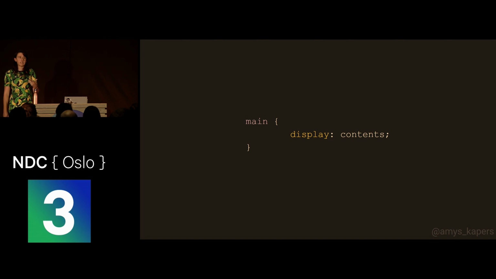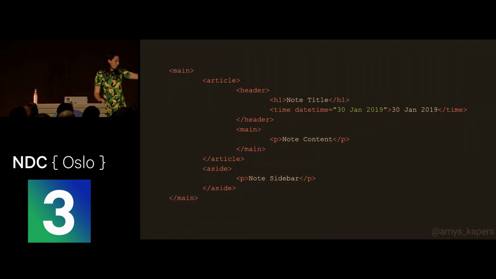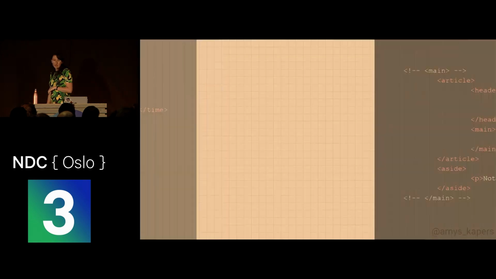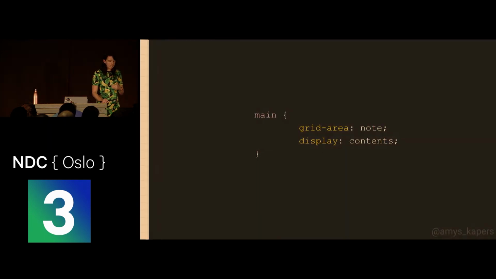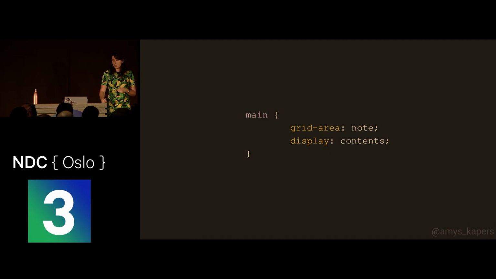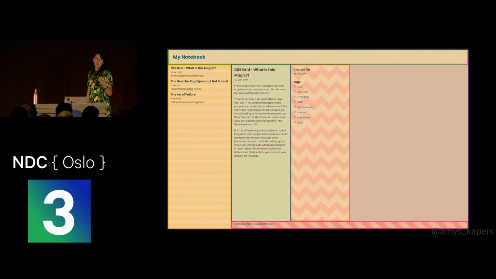Now, you apply display contents to a child of a grid, like our main element. What it does is it has a look at our HTML. Here we've got a main element, and inside that main element is an article and an aside element. And what display contents does is it kind of makes the main element disappear. So the article and the aside element now become grid children in their own right. So if we apply display contents to the main element, it no longer exists in the grid. And so now our article and our aside elements have taken up empty spaces in our grid.